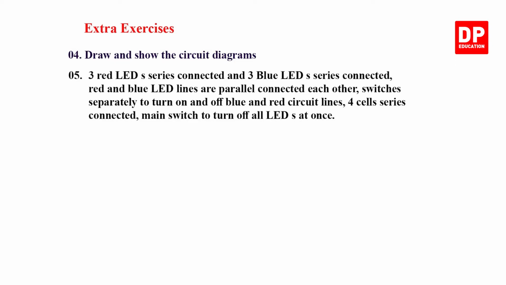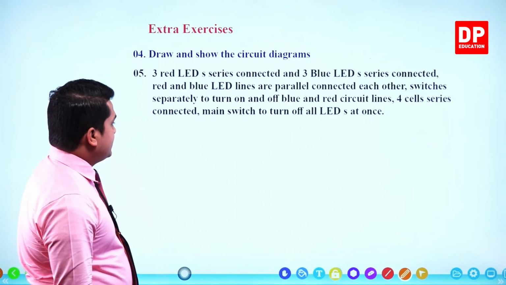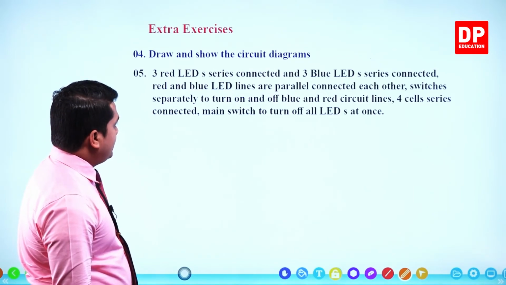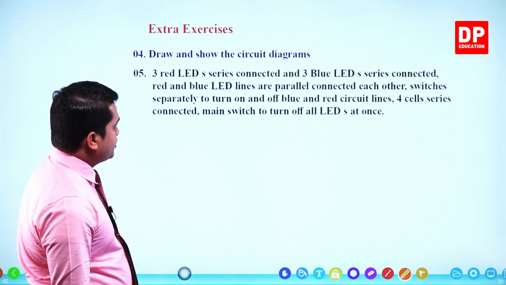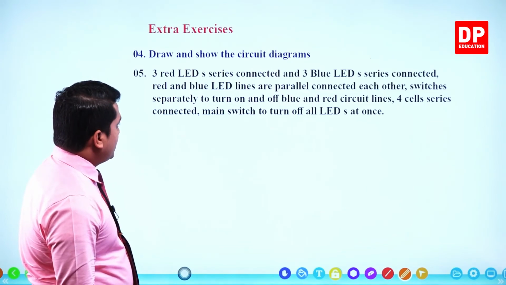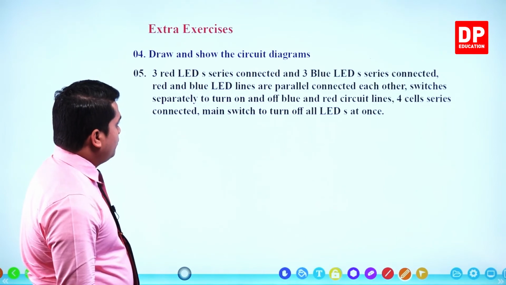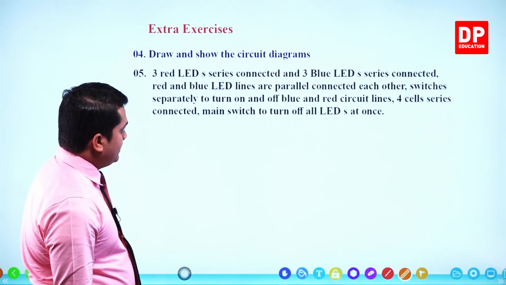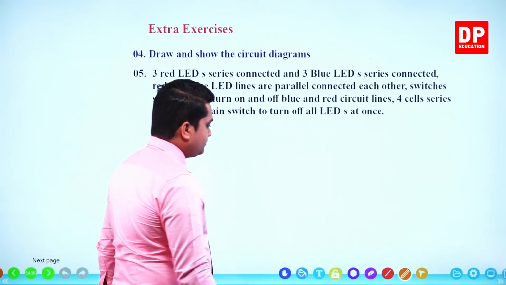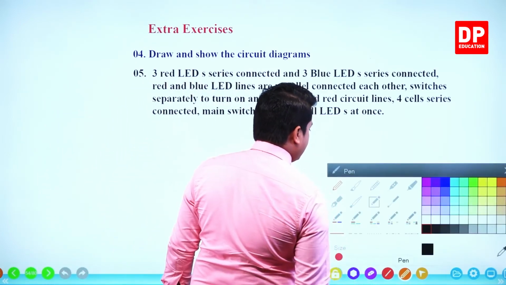3 red LEDs series connected, 3 blue LEDs series connected. Red and blue LED lines are parallel connected to each other. Switches separately turn on and off blue and red circuit lines. 4 cells series connected, main switch to turn off all LEDs at once. It's like a lighting system, right?